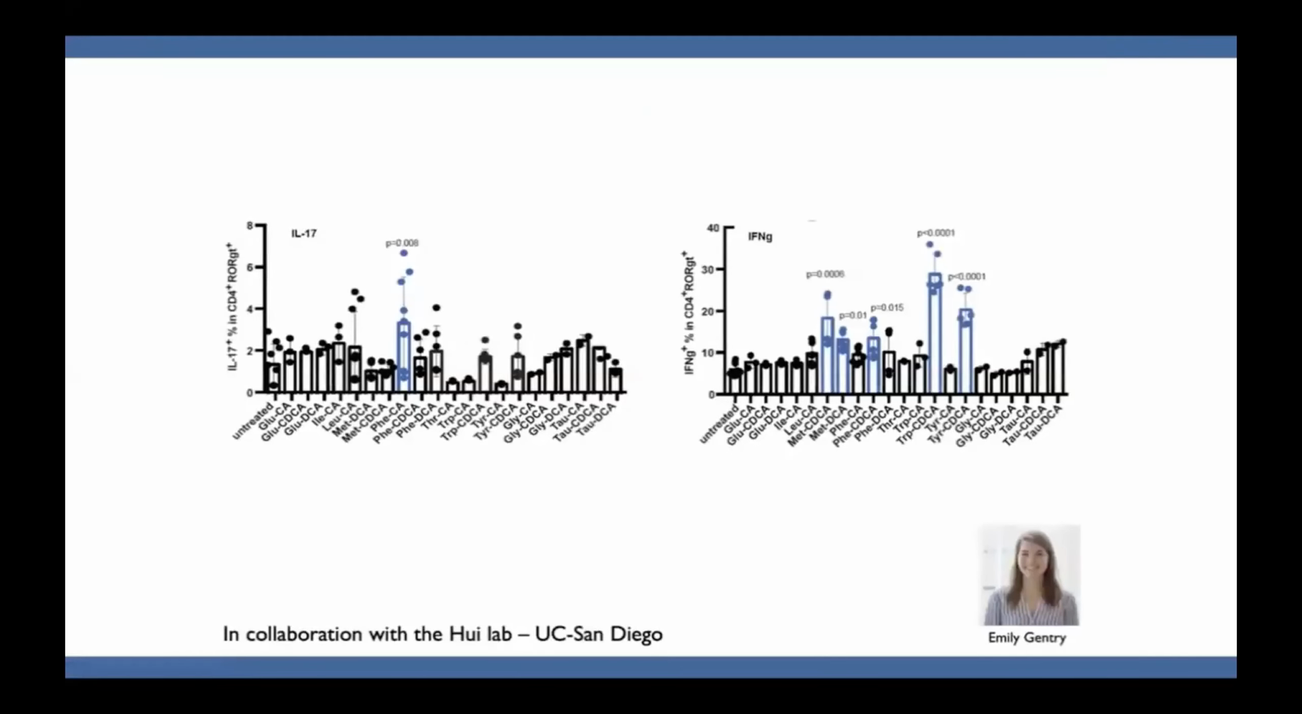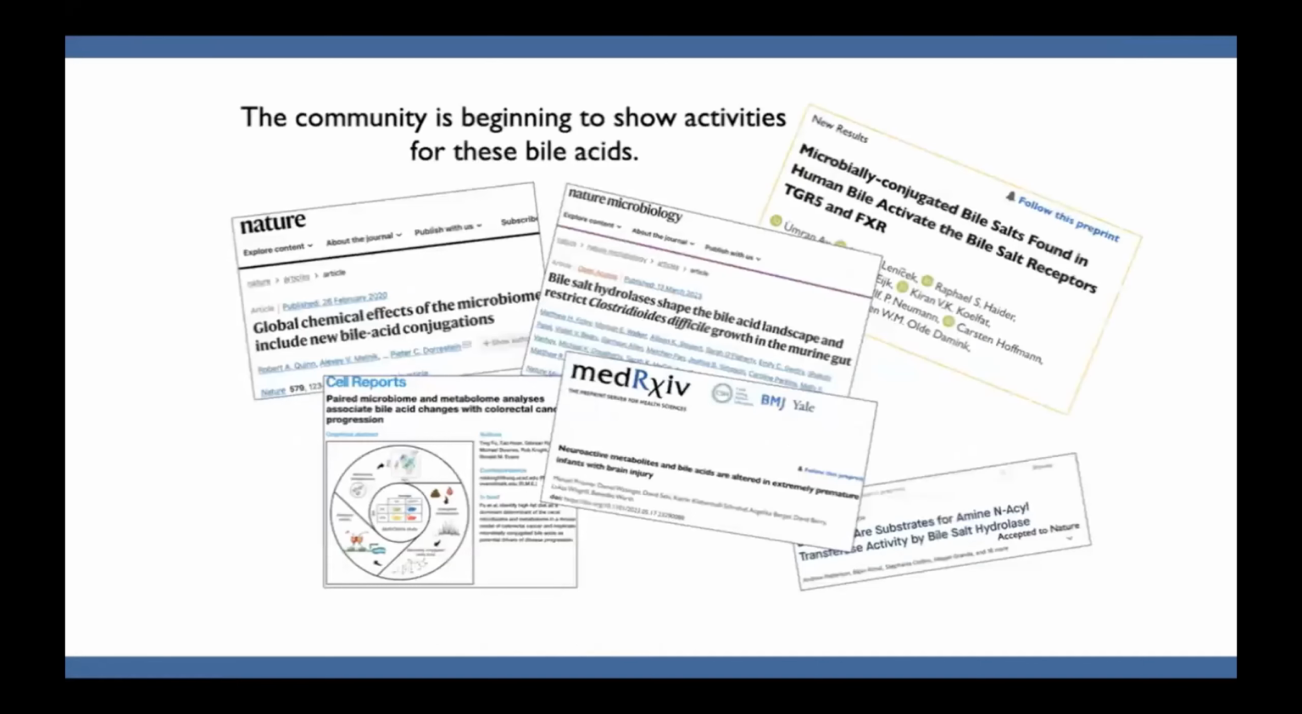So we teamed up with the Huey lab at UC San Diego. They have a T-cell differentiation assay. And so they looked at IL-17 differentiation, interferon gamma, IL-10, Treg. And so different bile acids tended to activate T cells in different ways, which I think was pretty cool.